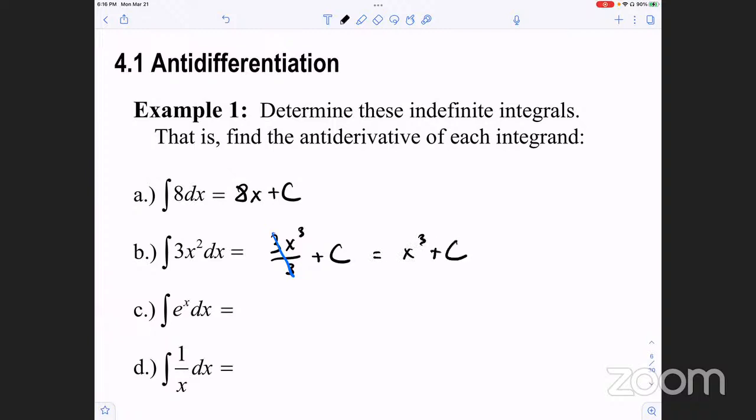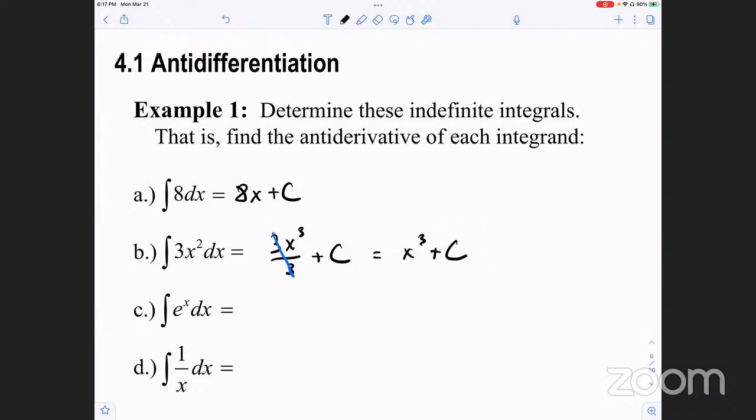And again, we know that this is true. If we take the derivative, what's the derivative of x cubed? The 3 comes down and we subtract 1, so we get 3x squared. You see it right here. And the derivative of a constant is 0, so that goes away when we take the derivative.